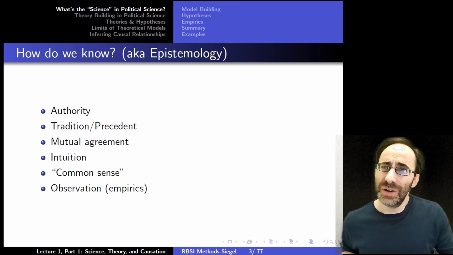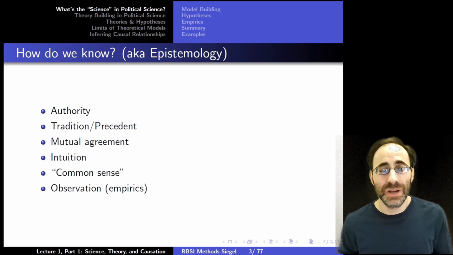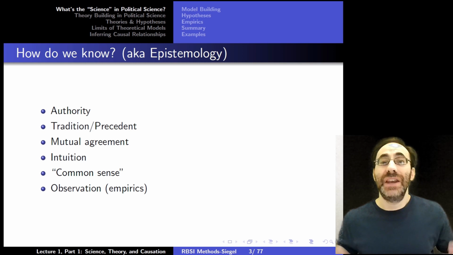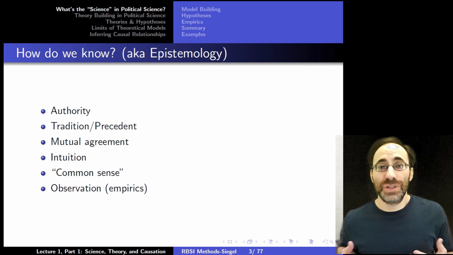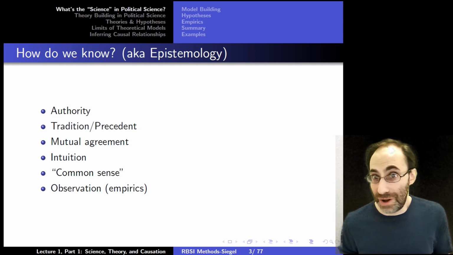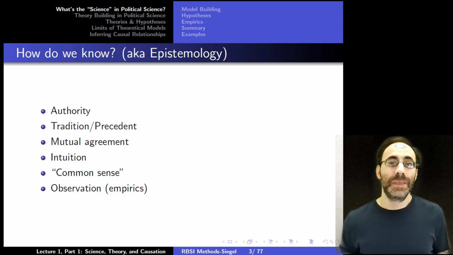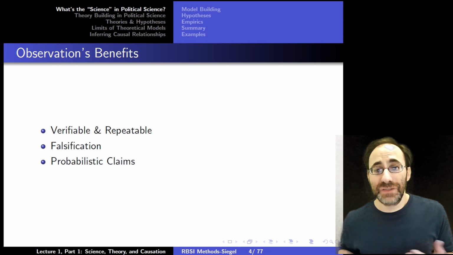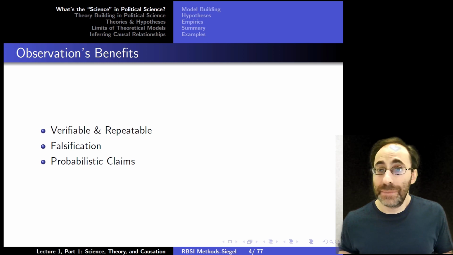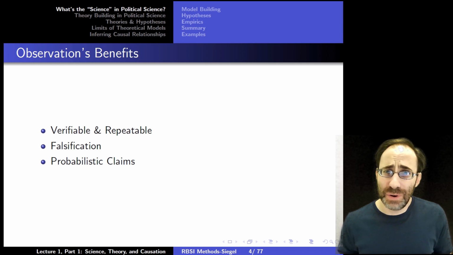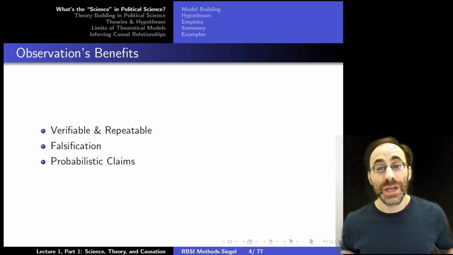We're going to focus on the last one, though, observation or empirics, right? We're going to try to observe the world and take empirical data on how the world works, and use those data to understand if our theories are correct, or at least if our theories aren't wrong, more precisely. Right. So what are the benefits of this? Well, the benefits of observation are myriad. There are a lot of benefits of observation. These are three of the more important ones, as we'll discuss.